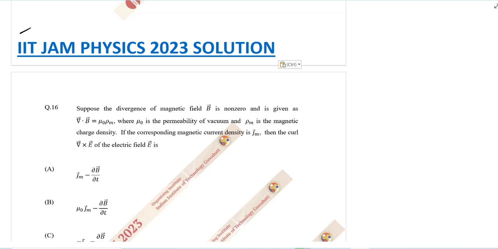Solve correct. Question number 16. Suppose that the divergence of magnetic field B is non-zero and is given as this, where mu 0 is the permeability of vacuum and rho m equals the magnetic charge density. Corresponding to the magnetic current density, we have to find the curl of the electric field.